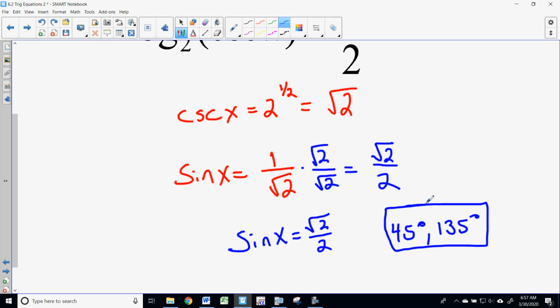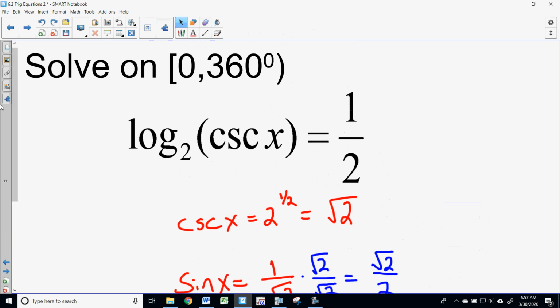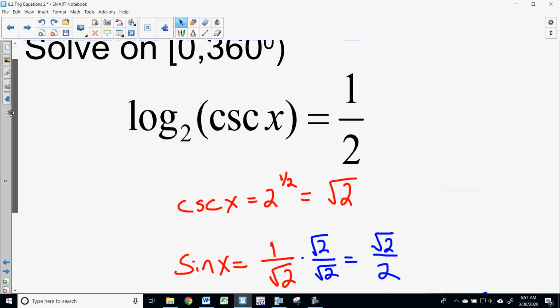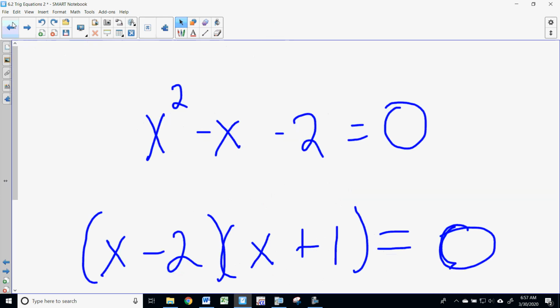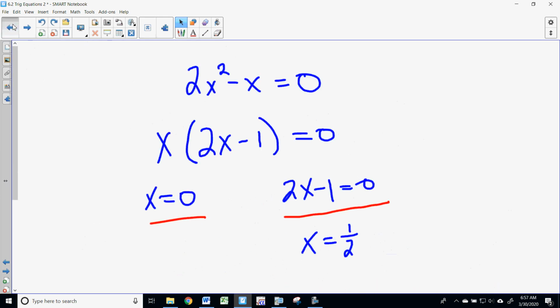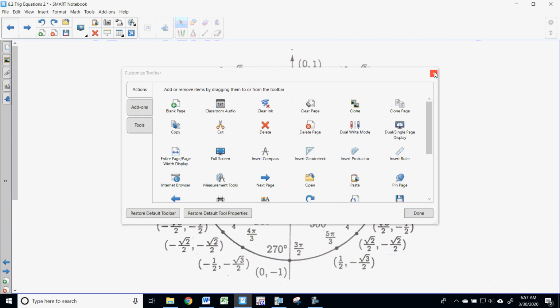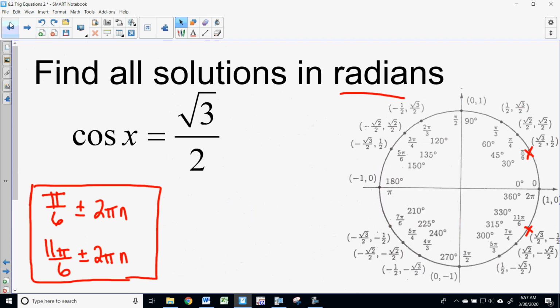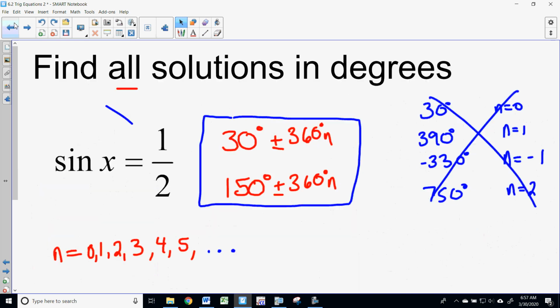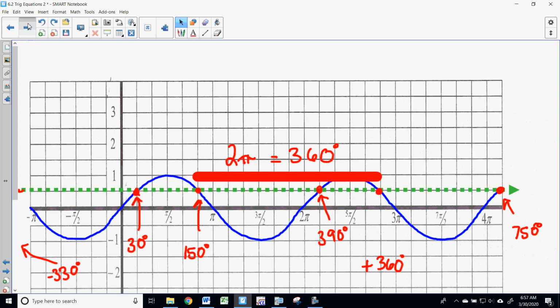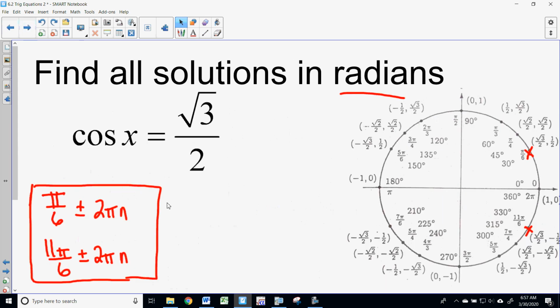So as you look at the problems we looked at today, some of the harder problems where you have to use a little bit more algebra are just on 0 to 360. Just solve them on the unit circle, using a logarithm or factoring to try to solve those. When we look at the problems where we want to find all solutions, whether it be in radians or in degrees, that's when you're going to have to add this plus or minus 360n, or plus or minus 2 pi n if you're in radians.